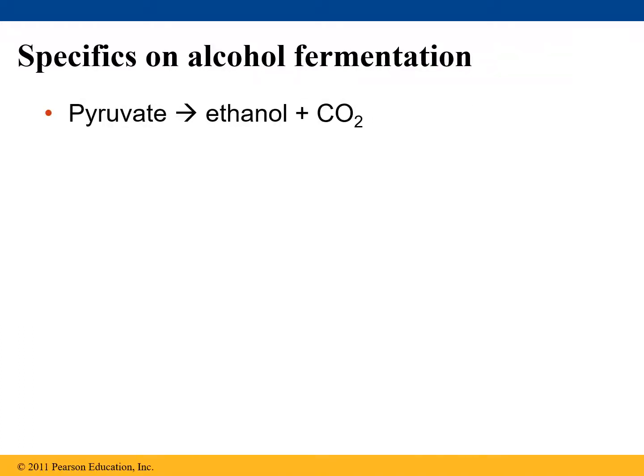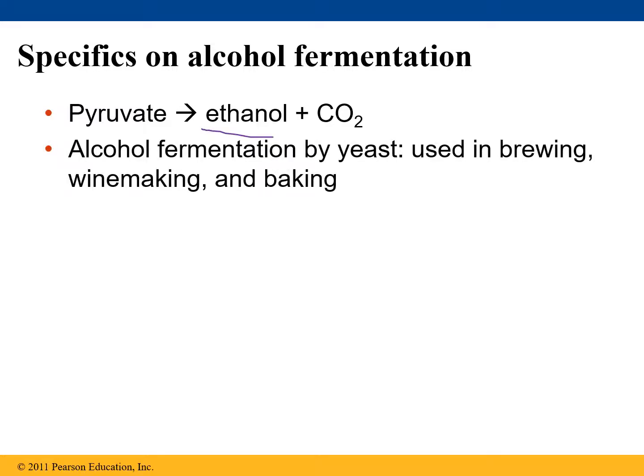Reason why we're going over those is because they happen to be very economically and biomechanically important for us. So alcohol fermentation takes pyruvate, turns into ethanol, that's drinking alcohol, and CO2. Alcoholic fermentation by yeast is used in brewing, it's used in winemaking, it's also used in baking. Only in baking, we stop the process before we run out of too much oxygen, so we don't get alcohol.